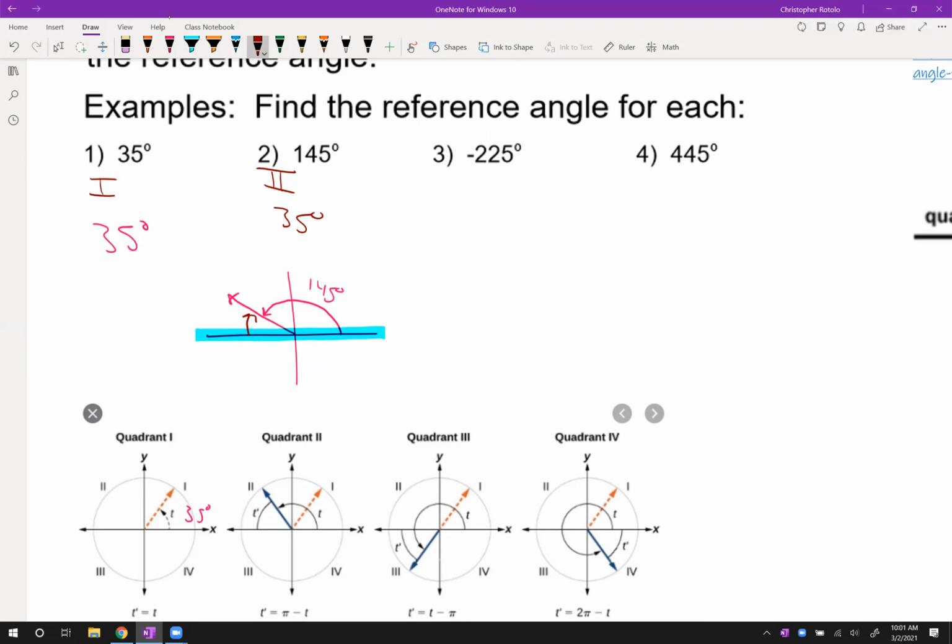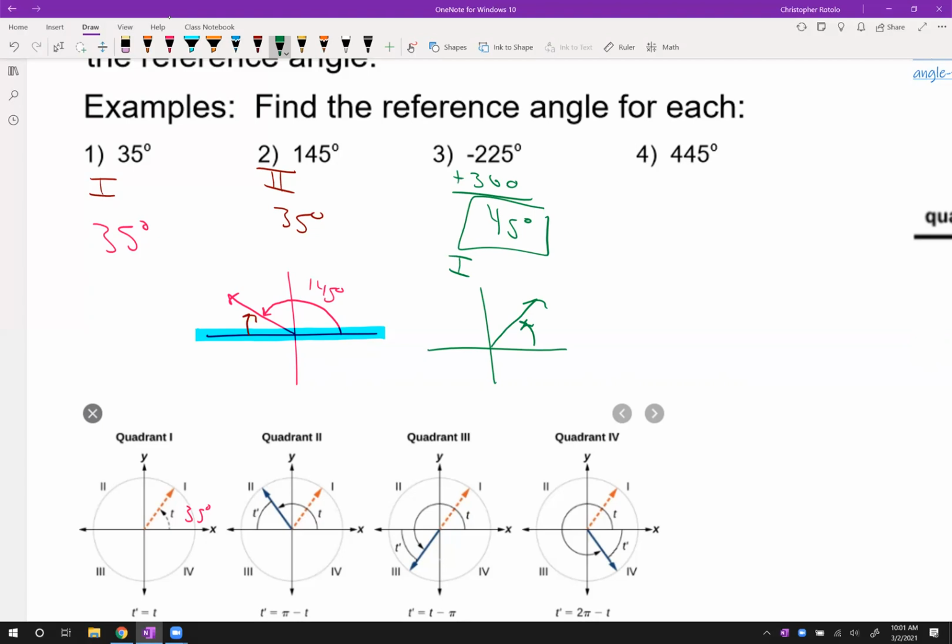All right, the next one, negative 225. No, I'm not playing negative 225, right? We're going to add 360. So the angle measurement we're dealing with is 45 degrees. Well, 45 degrees is going to be right around here, right? So my reference angle is 45 degrees, and we are in the first quadrant.